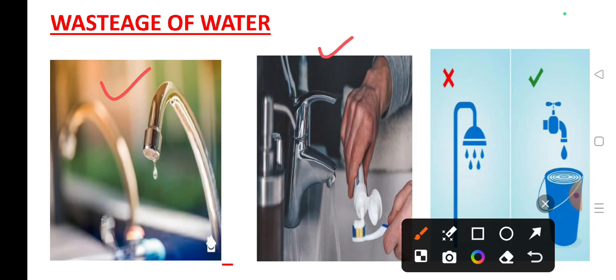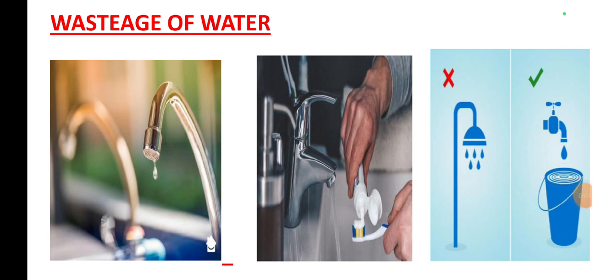Even in the second image, you can see that the tap is running, okay, while brushing teeth. So we should not do this. This is a wrong activity. And in the third, here I crossed this shower. Why, beta? Because when we are bathing, we should use a bucket. During a shower, we don't understand how much water we use. Okay, so this is wrong. So to stop this wastage of water, first, we should fix the leaking taps and pipes, second, we should close the tap during brushing and open it only when we need it, and third, we should use a bucket of water instead of a shower. So through different activities we can save water.